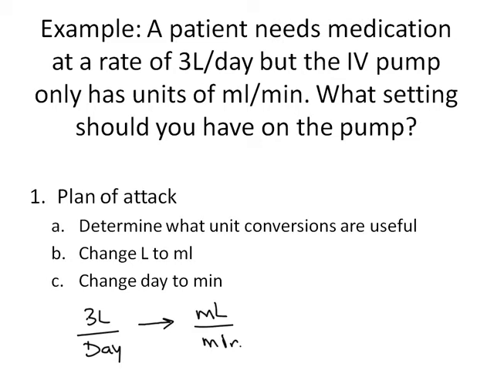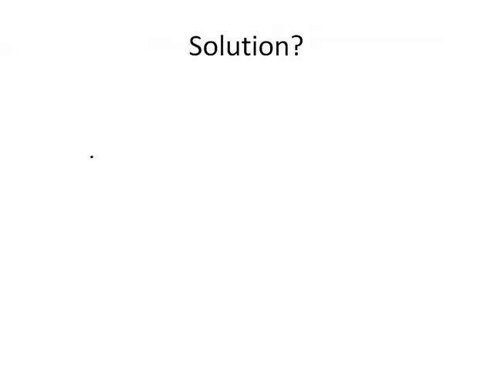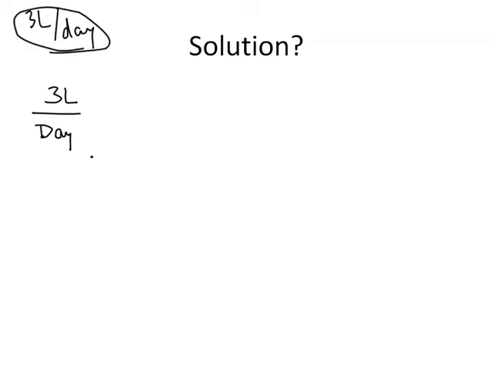So I want then essentially to look at how do I get from liters to milliliters, and how do I get from days to minutes. So, oops, forgot my 3 liters per day. So here's my 3 liters. Notice I'm writing it like this, where it's over days, rather than like this, because what I find with this setup is that students get confused about where the days actually are, and they don't cancel them correctly. So I don't recommend doing it that way.